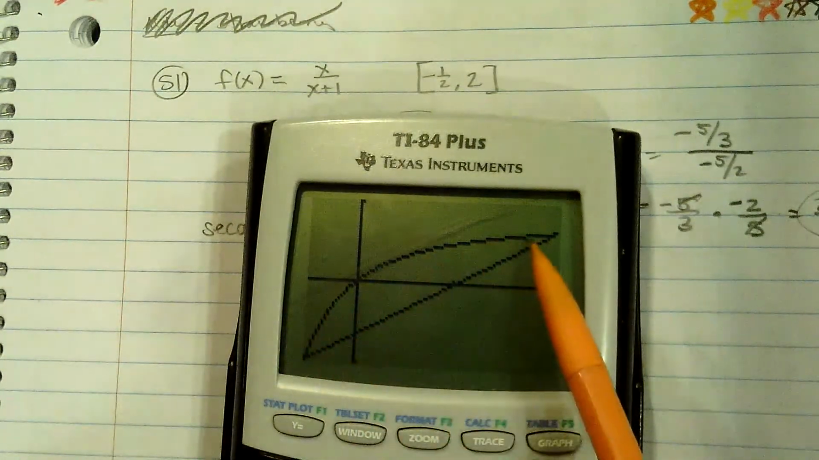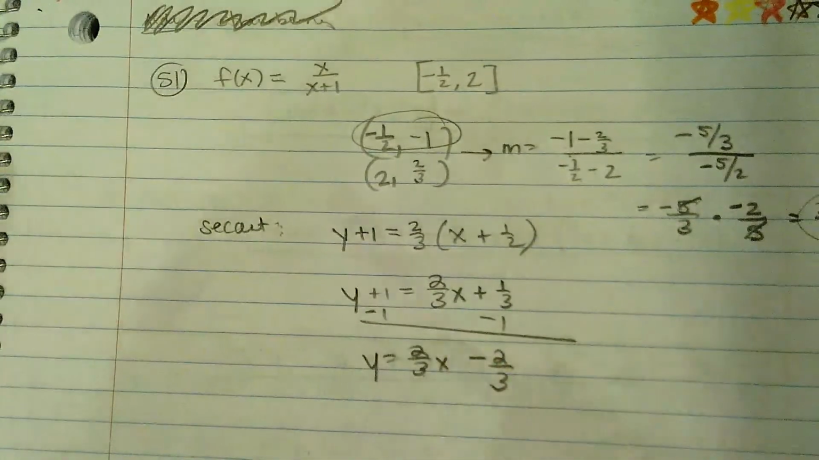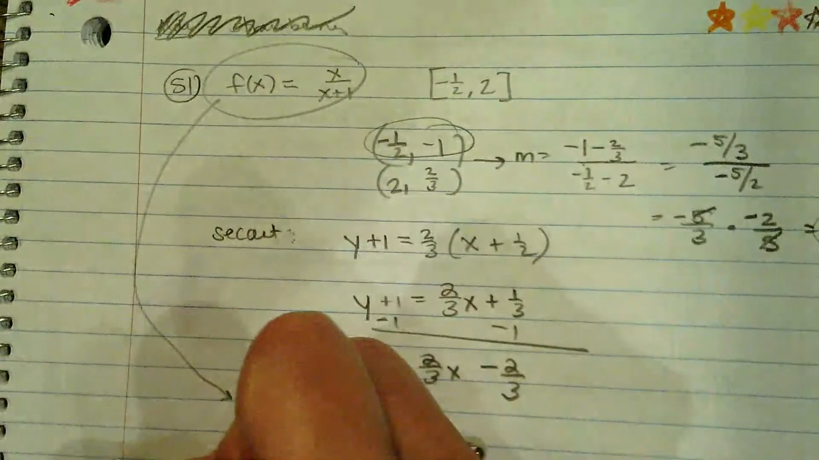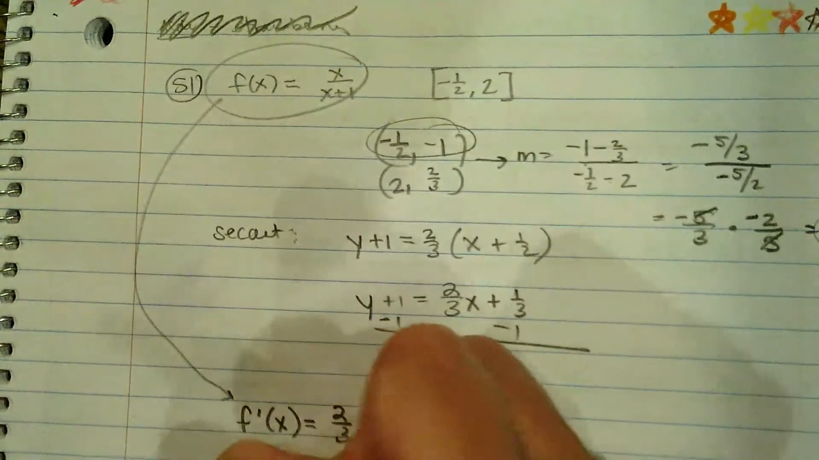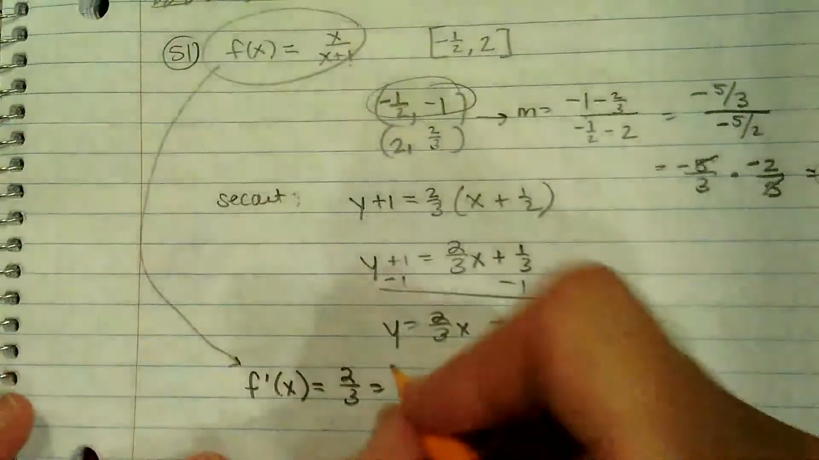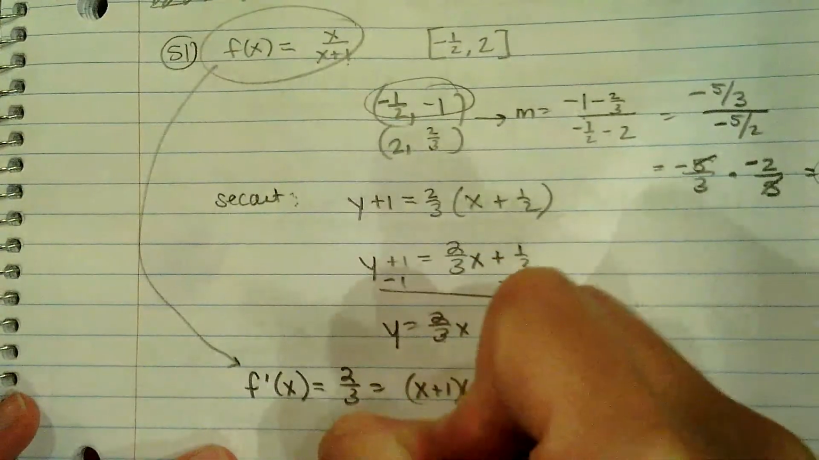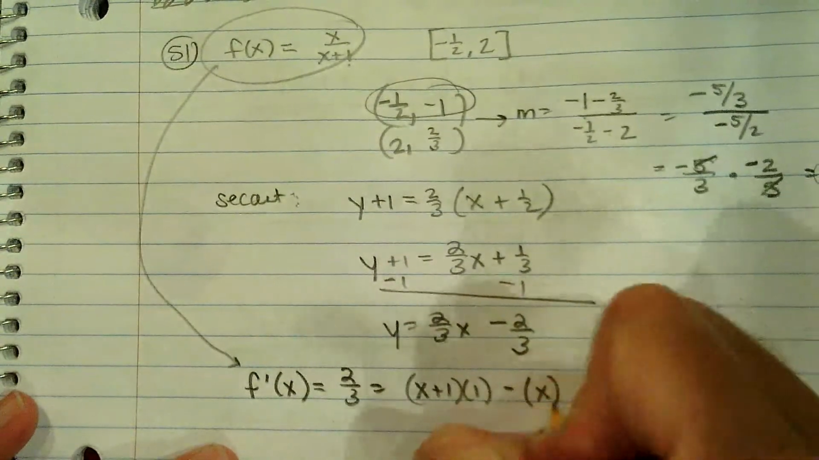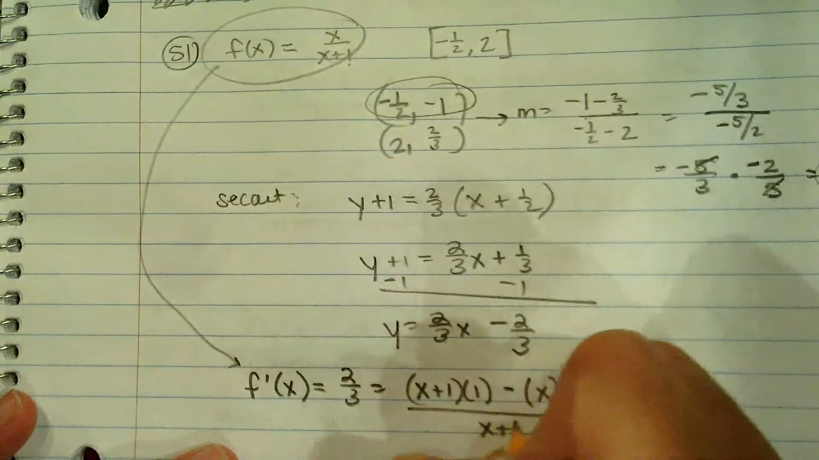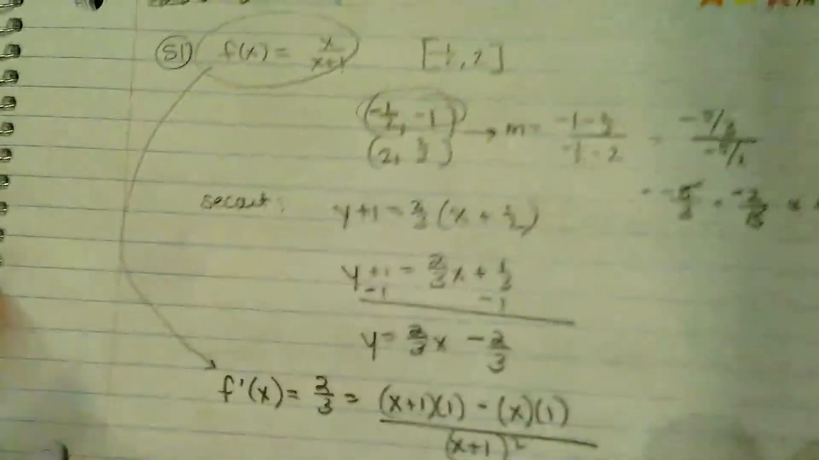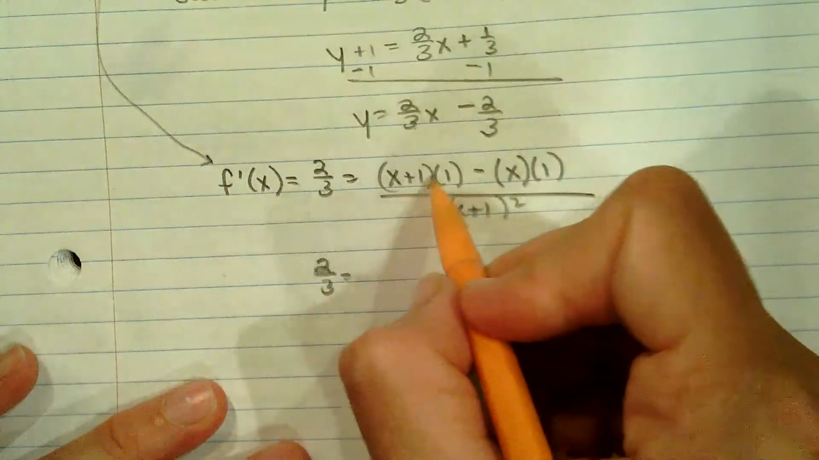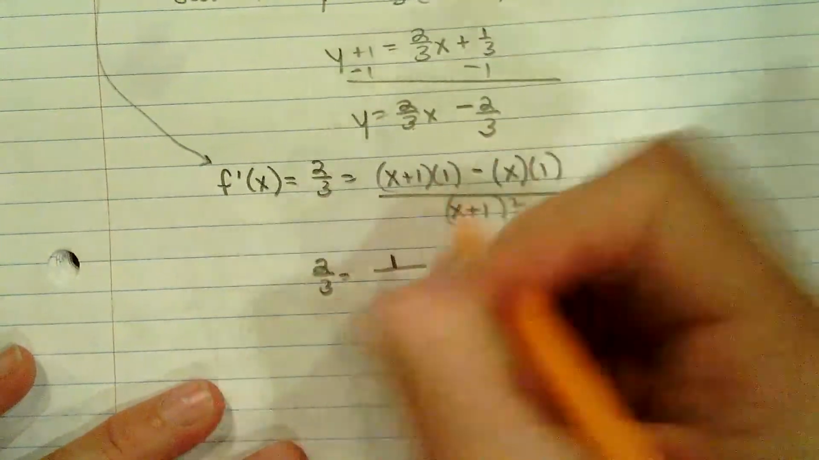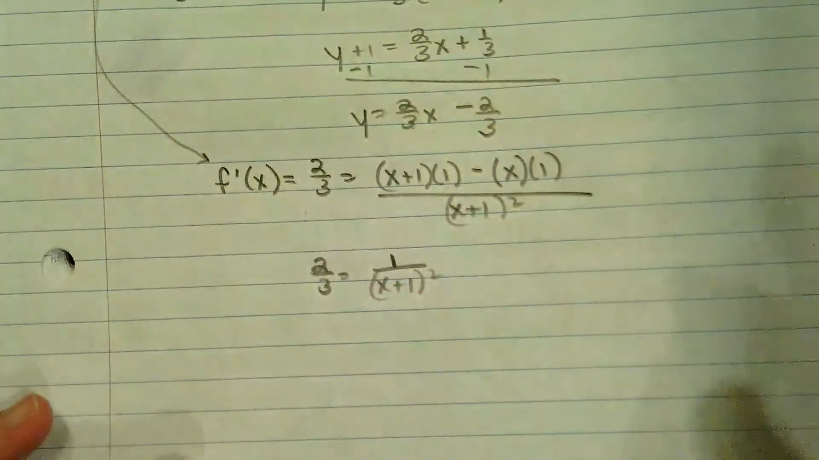Wherever the derivative of my curve equals 2/3, that's my answer. So I want to take this, go down, derivative needs to equal 2/3, and that derivative is going to be a quotient rule. So bottom times derivative of the top minus top times derivative of the bottom all over bottom squared. So x plus 1 minus x is just going to be 1 over x plus 1 squared.